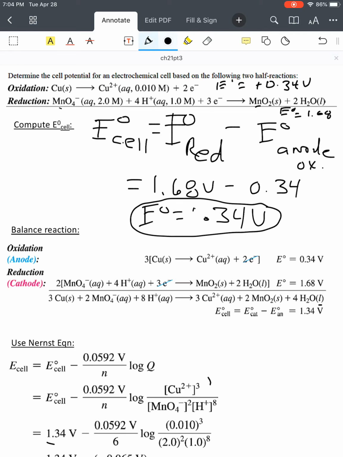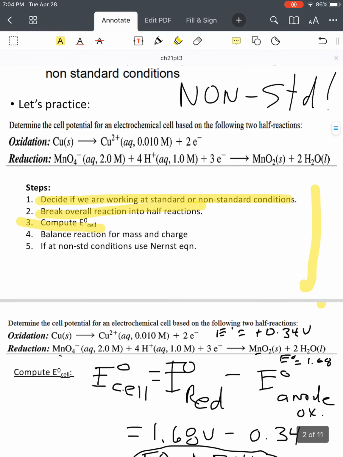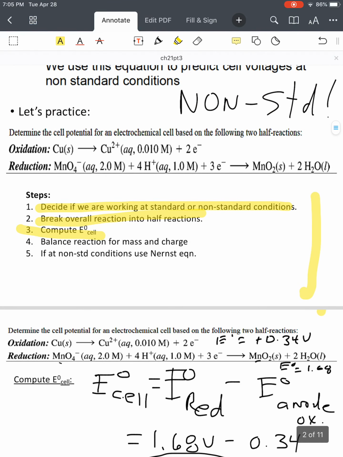Now again, that would be what the voltmeter would read if my concentrations of all my ions were 1 mole per liter, but they're not. So I have to fix for that. I have to correct for that, right? So looking back on my steps, I've now done the first 3, and now I can go about the business of correcting for the non-standard case.